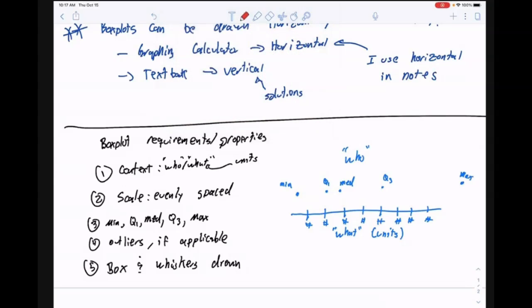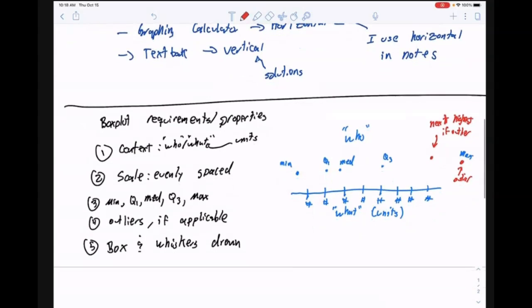However, if the max turns out to be an outlier, then I also must show the next highest point. If there's an outlier, the next highest or lowest.